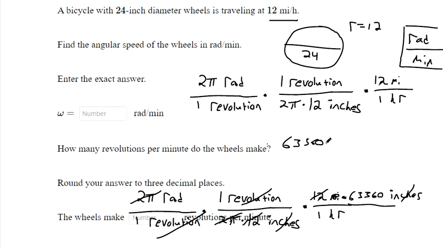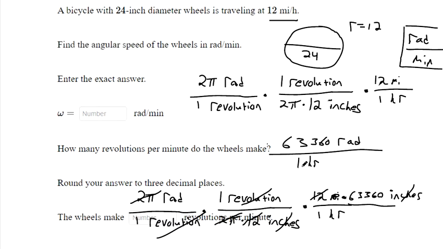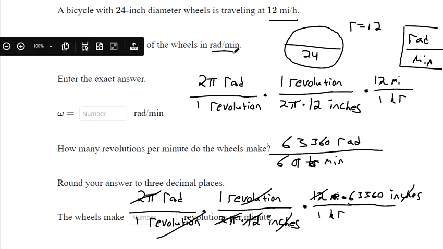63,360 radians, because that was the unit that was left over in the numerator, which we want in the first place because our answer is radians per minute. And now we have 1 hour in the bottom. We're almost there. To convert from hours to minutes, we just need to multiply by 60. There's 60 minutes in an hour, right? So now we have the answer they're looking for, radians per minute.